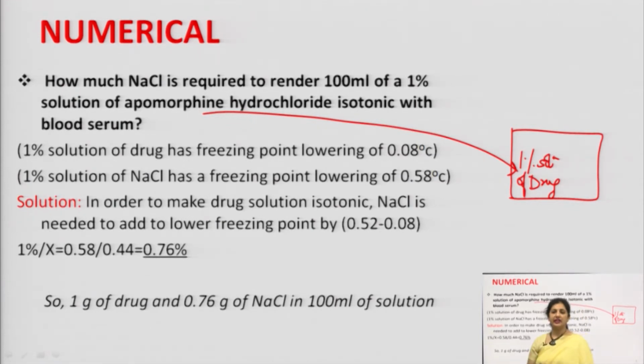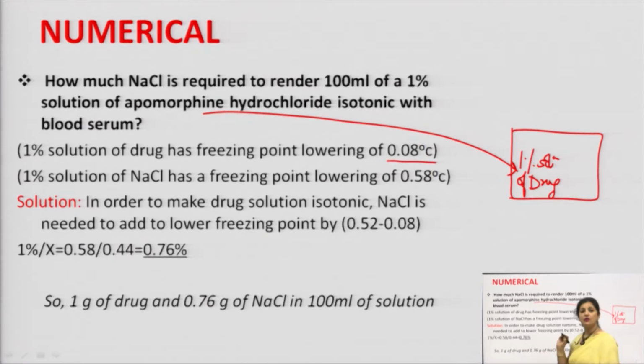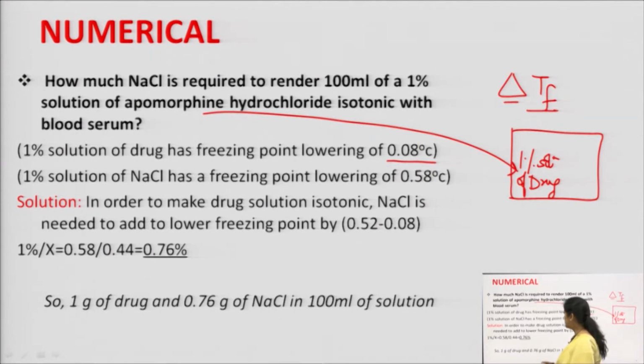And the data given in order to solve this, we have that 1% solution of drug has freezing point lowering of 0.08 degree C. Freezing point lowering is generally denoted as delta TF, right? And 1% solution of NaCl has freezing point lowering of 0.58 degree C. This is the data given to you so that you can solve it easily. How are we going to do it? See, in order to make the drug isotonic, NaCl needs to be added, right? We can make the solution isotonic only if we add NaCl. Now, how much NaCl do we need to add here?